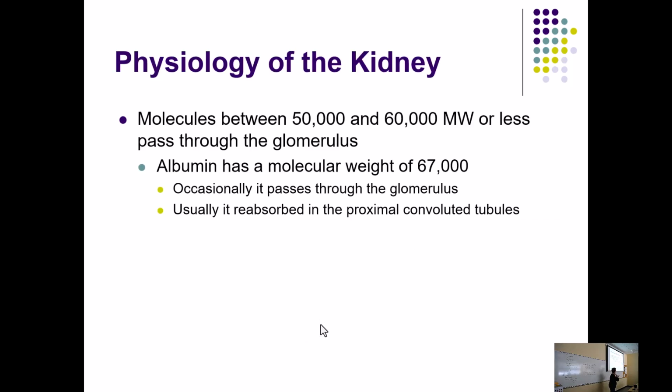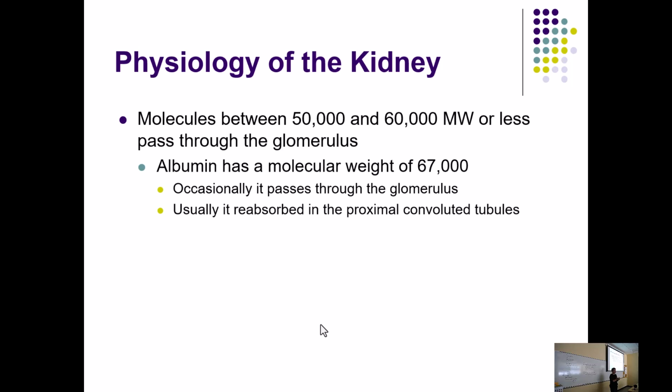So the kidney, molecules between 50,000 and 60,000 molecular weight or less are going to pass through the glomerulus easily, right? We've talked about that. It's small. They're going to flow right through the sieve. Albumin, we're looking at about 67,000. Occasionally it's going to kind of sneak through, but for the most part, it should be big enough not to go through.